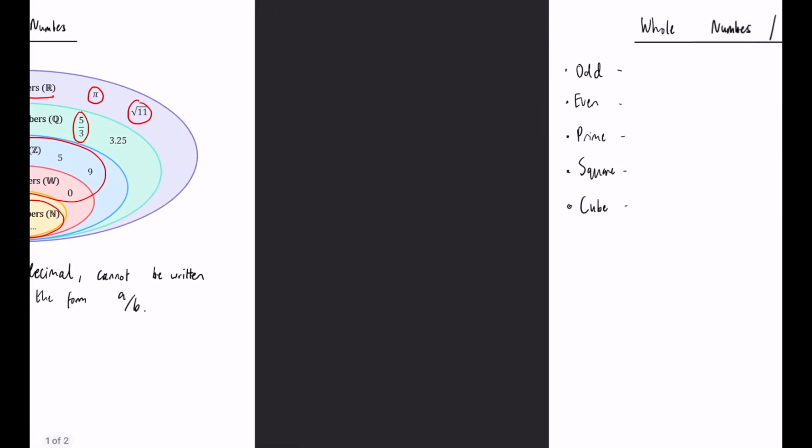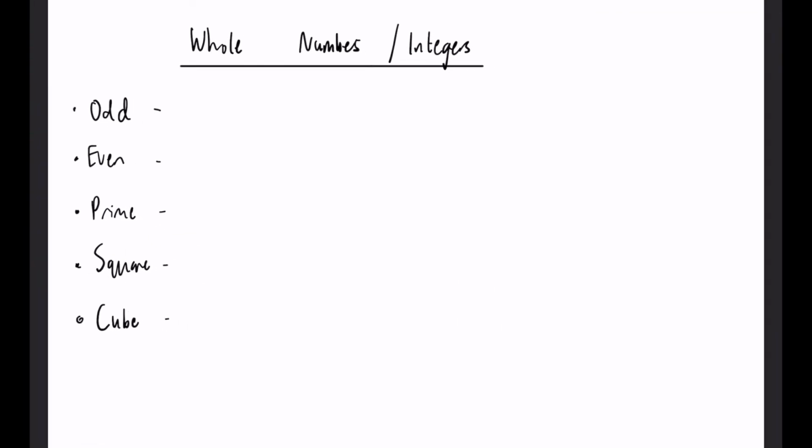So let's have a look a little bit further into the whole numbers and the sets that you have to know within these. Now we start off with some fairly basic ones. We have the odd numbers: 1, 3, 5, 7 and so on. Likewise, we have the even numbers: 2, 4, 6, 8, 10, 12, and so on.